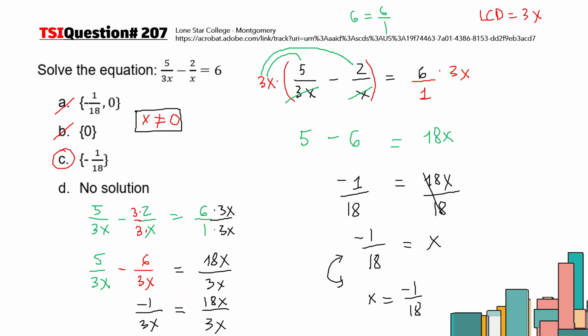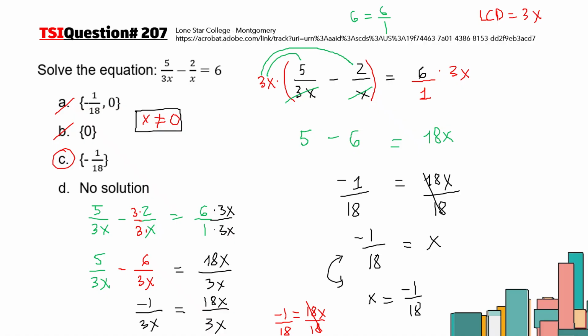So the denominator is the same, which means the numerator has to be the same. So negative 1 has to equal 18x. We divide both sides by 18, then we have x equal to negative 1 over 18. That is two ways.